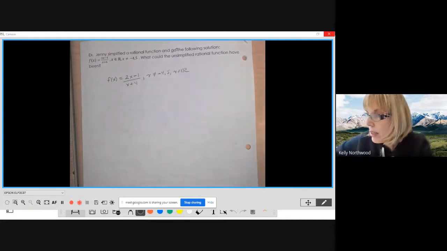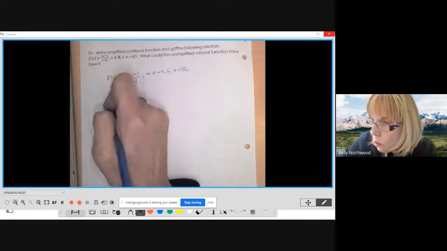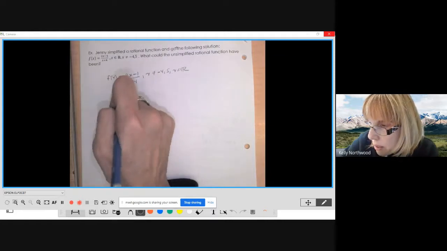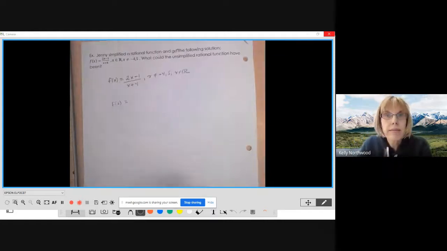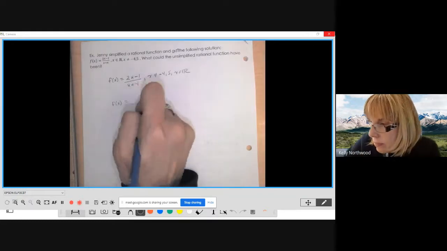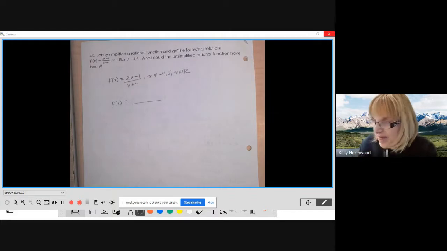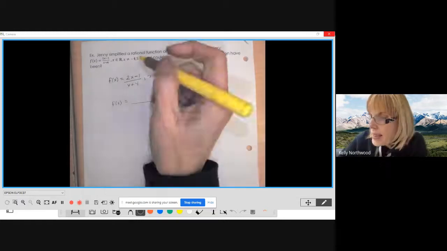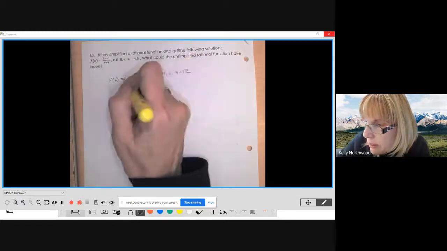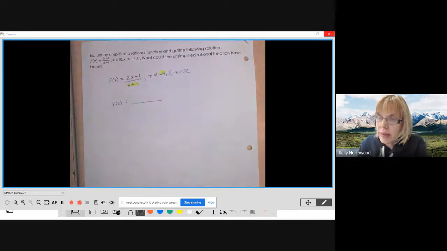What could it have been? So if this is the answer, what could the question have been? Any ideas? Does everyone see that this x can't equal -4 and this x + 4 go together?